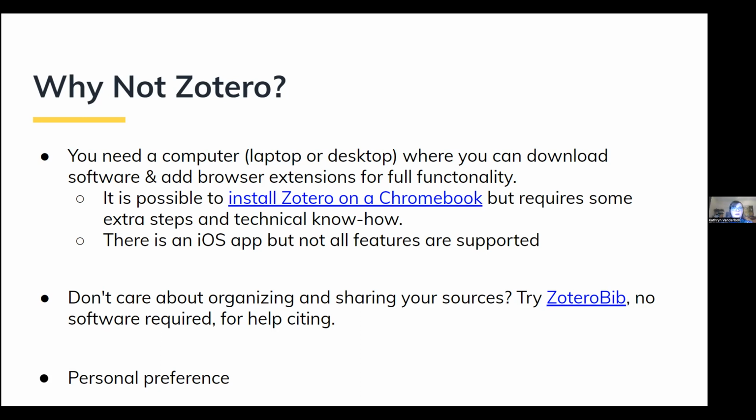If you are more interested in just citing your sources instead of organizing and sharing them and keeping them for later, you may want to try Zotero Bib, which is a free tool on the web that does not require any software to help you just purely cite. And then there's also personal preference. Some people have been using other citation managers for a long time and prefer to keep using them, in which case, great, whatever works for you.